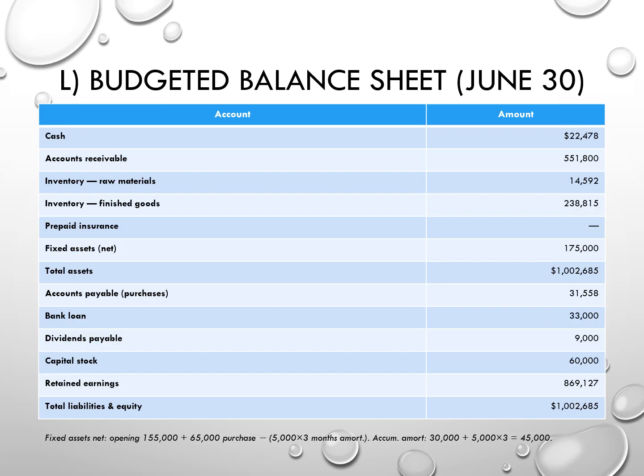The balance sheet reflects ending cash from the cash budget, accounts receivable from uncollected sales, inventory balances from the inventory schedules, fixed assets net of accumulated amortization, outstanding bank loans and retained earnings. Total assets equal $1,002,685, matching liabilities and equity.